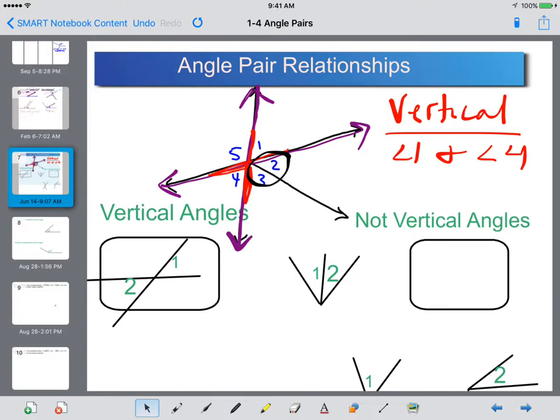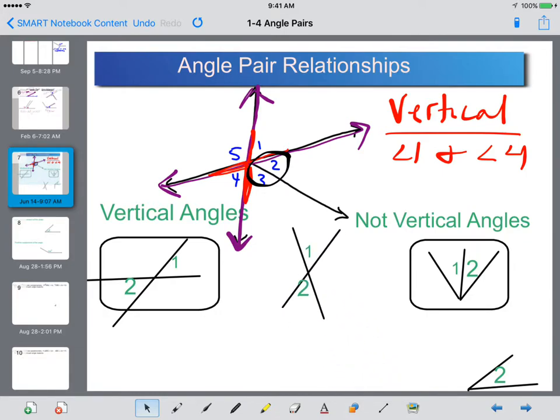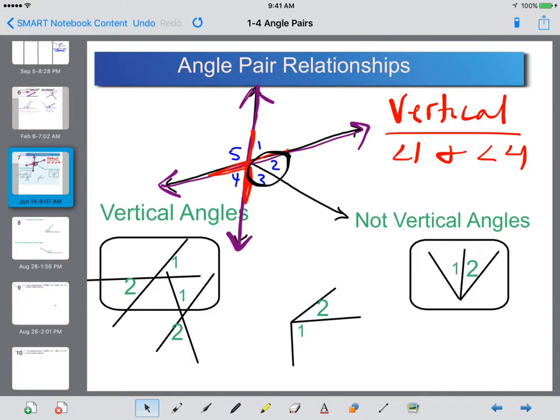This one, are they non-vertical or vertical? I would say not vertical. They are adjacent angles. They're not vertical because they're not formed with the crossing of two lines. These, I would say, are vertical angles because, again, there's two lines that crisscross, and they are kitty corner from one another. This diagram would say not vertical angles.